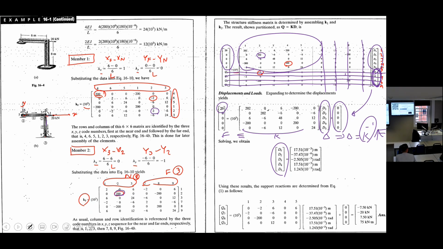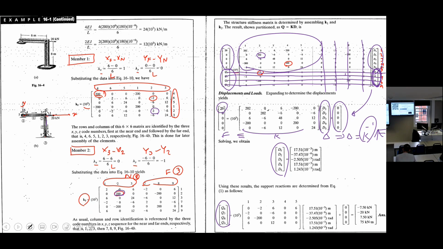So as the next step, we need to go for calculating the support reactions. Q6 to Q9 are support reactions. How can we calculate them? Exactly from those lines and columns that we eliminated before. These are the support reactions we eliminated. Right? So how to calculate them? These are this part or this part.